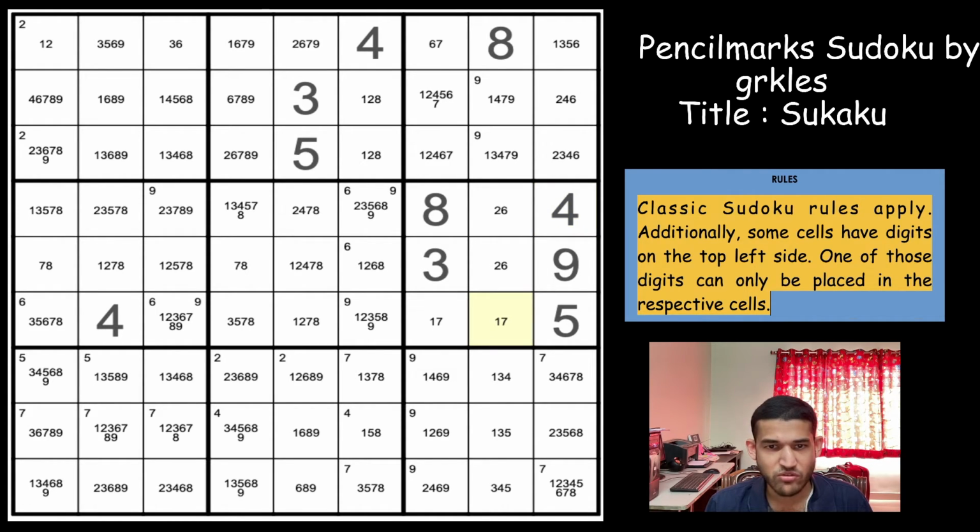Superb. And now look where the 4 goes in row 5. 4 has to be here. Only one cell. So that gives 4 in this column. Okay, 4 has to be in this cell only. So that's a 4. This is not a 4 now.